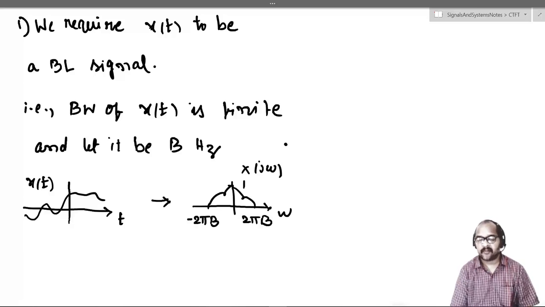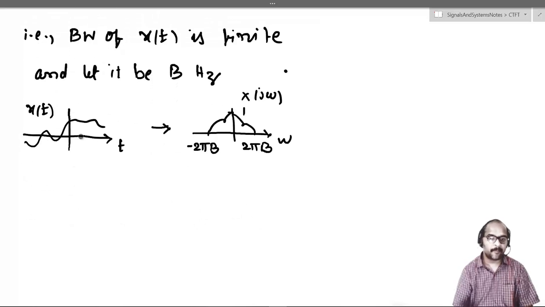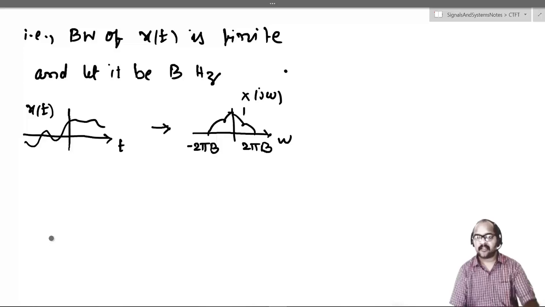The bandwidth of a signal x of t should be finite, and we assume that to be B hertz. Now the question is, if you sample this signal x of t and store it in a computer, can you reconstruct the signal x of t from the samples stored in the computer? First, let us talk about what you actually mean by sampling.